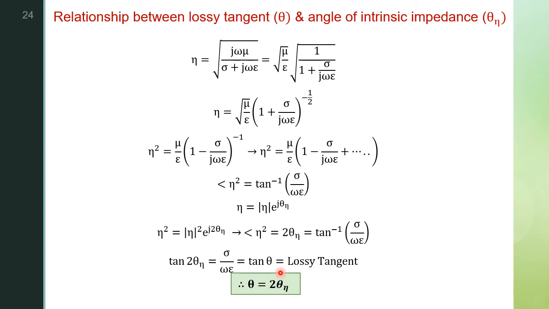Now when you observe the range of values which theta can take, theta varies between 0 and 90. Since it is tan theta, tan 90 will reach infinity. The maximum value is reached when sigma is very high, that is, infinity. That means the maximum value theta can take is 90. Now when you consider the variation of theta eta, it will be between 0 and 45 degrees. So this gives us the relation between theta and theta eta.